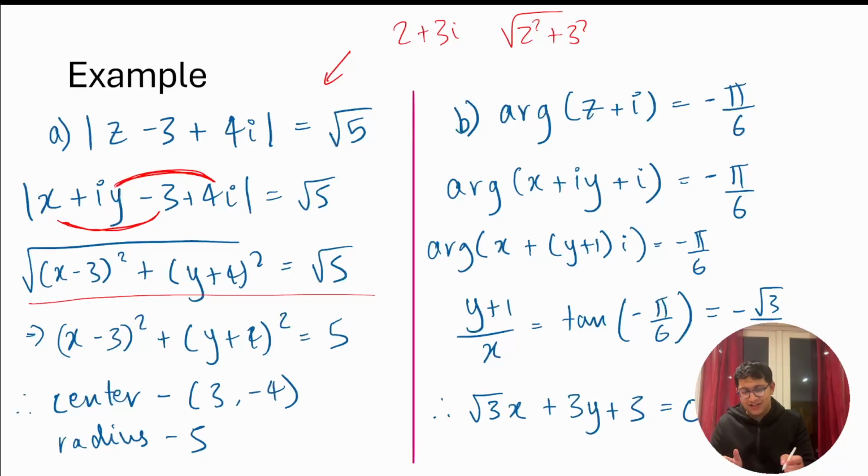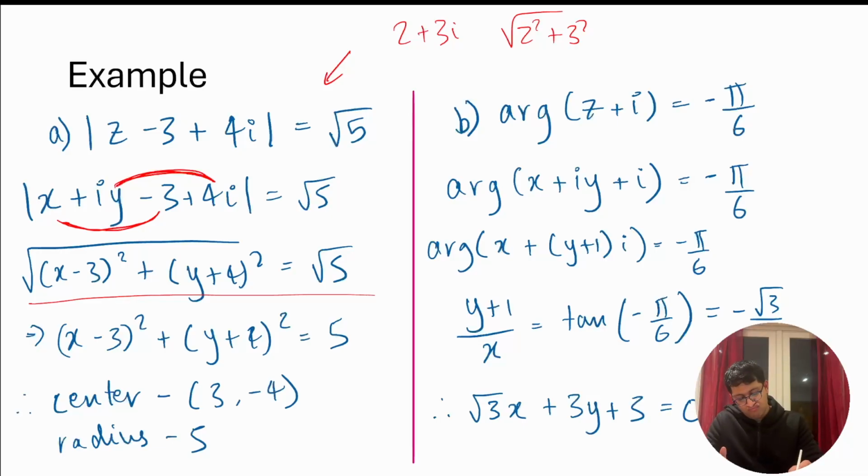Now, I started with root 5 because it's easier to deal with. You can just square both sides and you get a perfect equation for a circle. This is just a circle centered at (3, minus 4), radius 5. And that's the Cartesian equation of the locus.